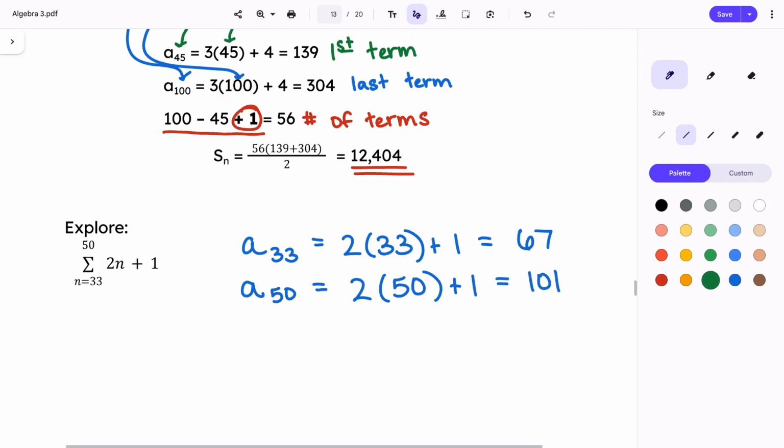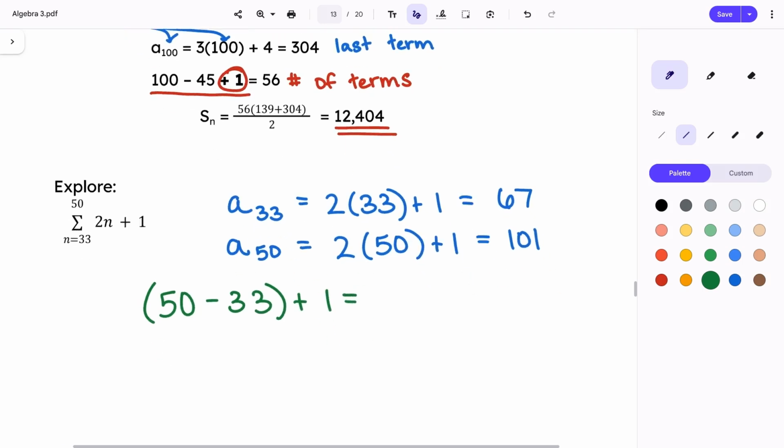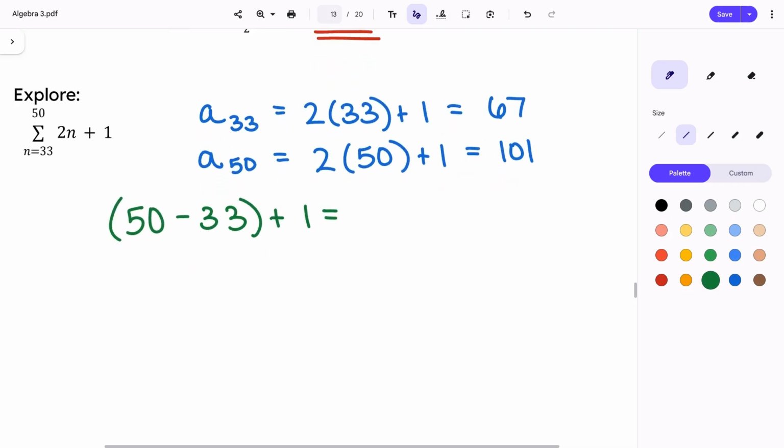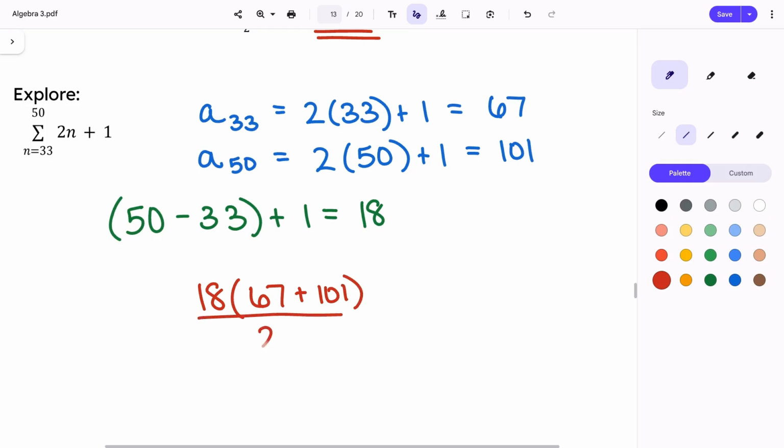Okay, to find the number of terms, we take 50 minus 33 and then add 1. So how many terms are in this sequence? 18. And now we should be able to find the sum. So 18 times the 67 plus 101 divided by 2. What's your sum? 15,003. 15,003?